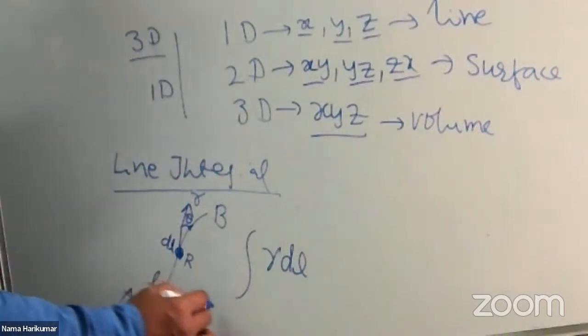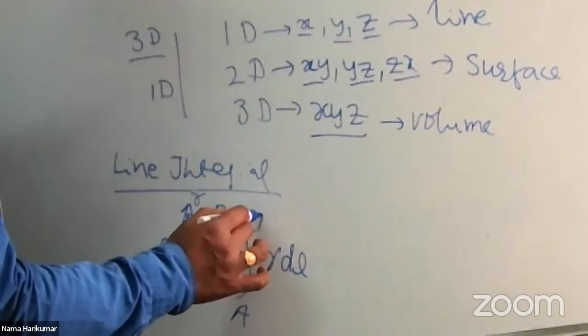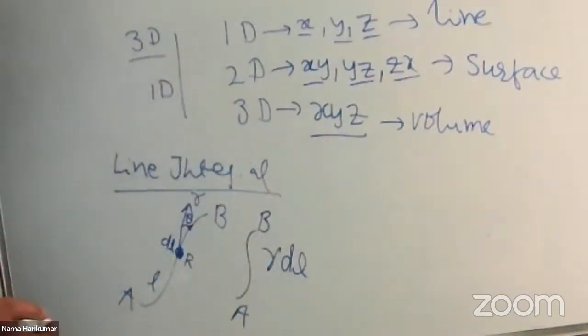So integration of A to B. These are the boundary conditions, A to B. Integration from A to B of R DL is a line integral equation. Okay, yes, it is clear.